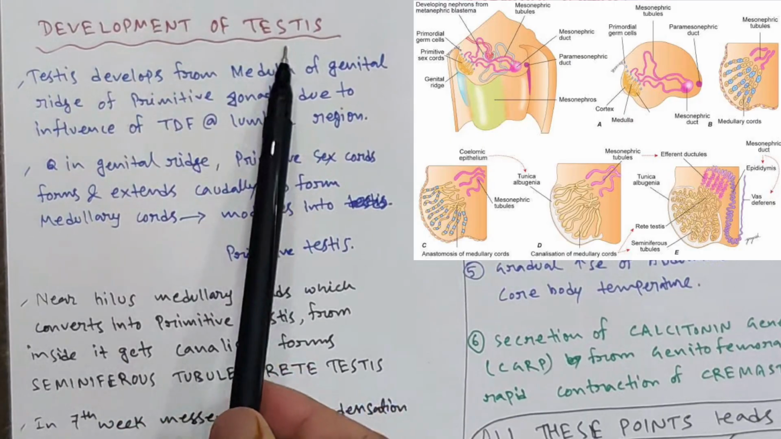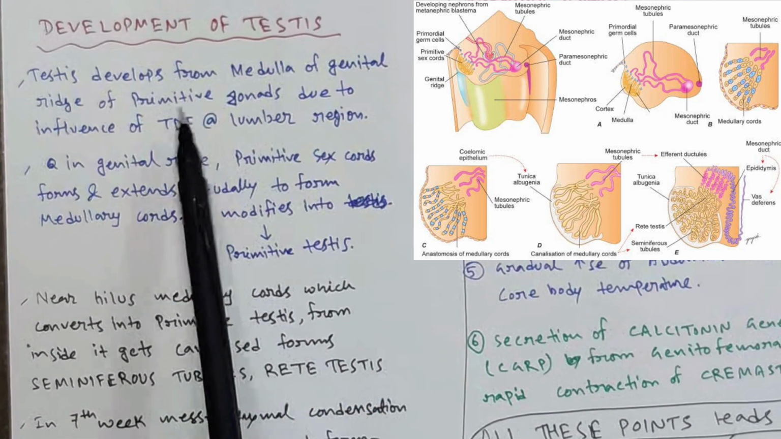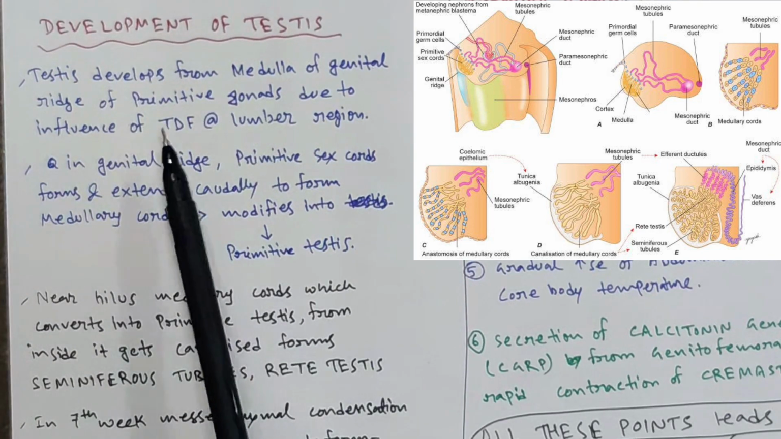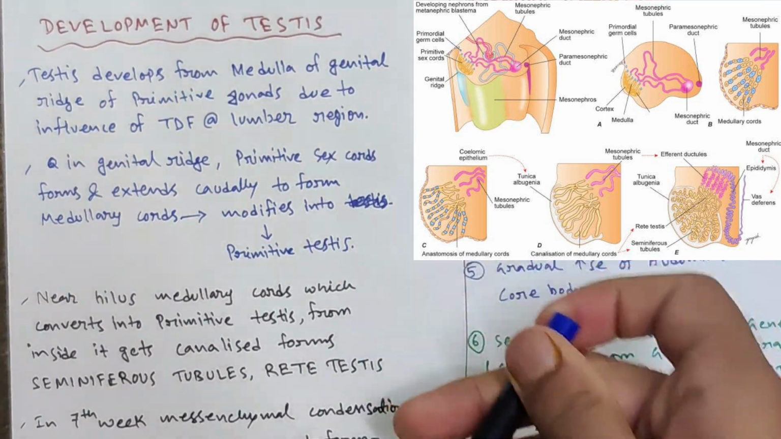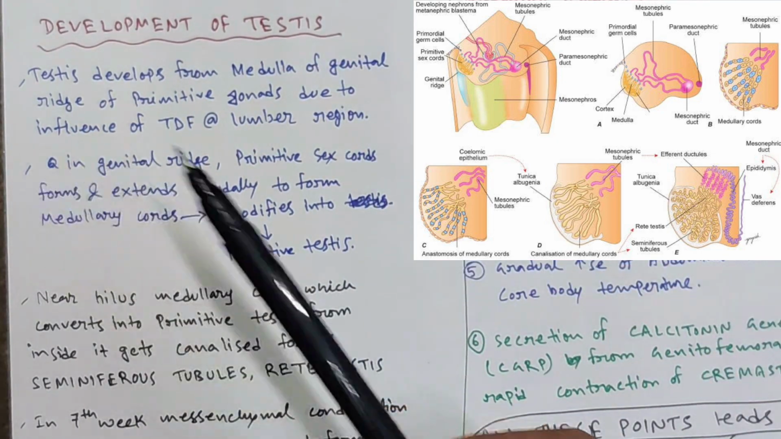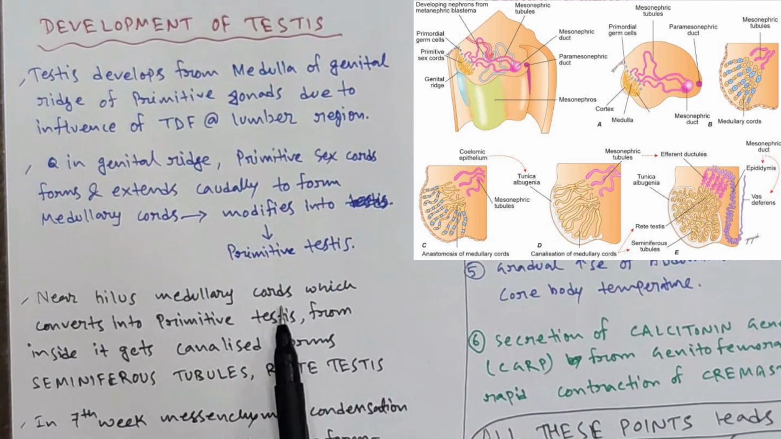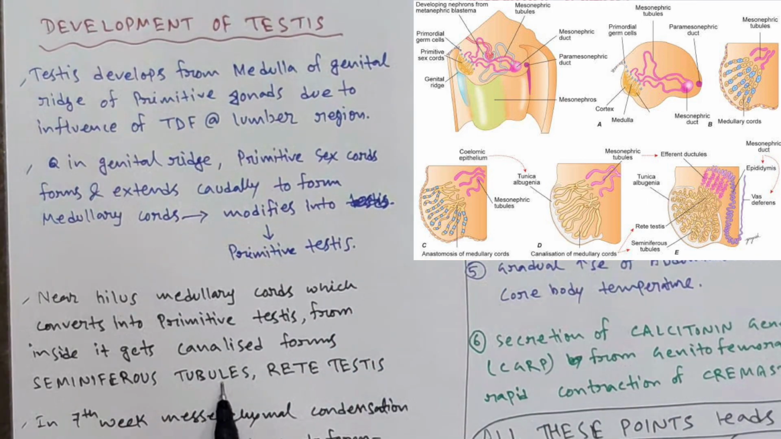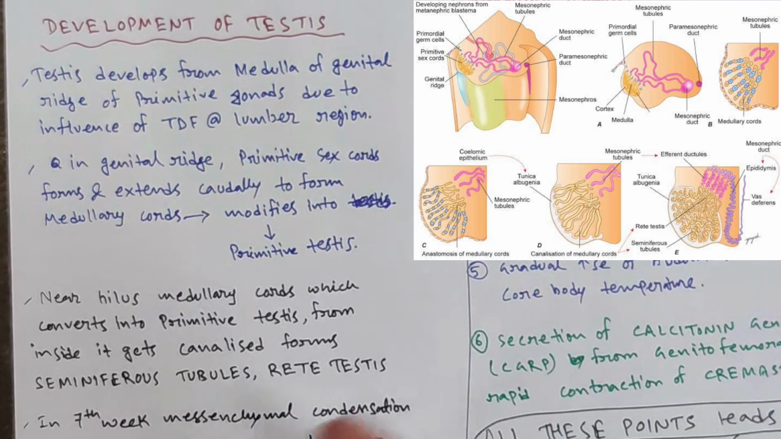Now, development of the testis. The testis develops from the middle of the genital ridge of the primitive gonads due to the influence of the TDF at the lumbar region. In the genital ridge, this primitive sex cord forms and extends caudally, not cranially, downwards, to form the medullary cord, which ultimately modifies into the primitive testis. Now, near the hilus of the newly formed primitive testis, from the inside it gets canalized to form the seminiferous tubules and the rete testis. About the seminiferous tubules and rete testis, you already know, because I told you in my earlier anatomy videos of the testis.